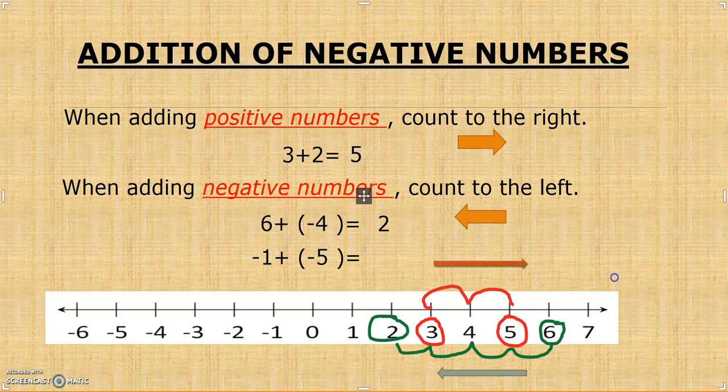And negative 1 plus negative 5. Here in our number line, we have negative 1 and we count to the left by 5. So the answer is negative 6.